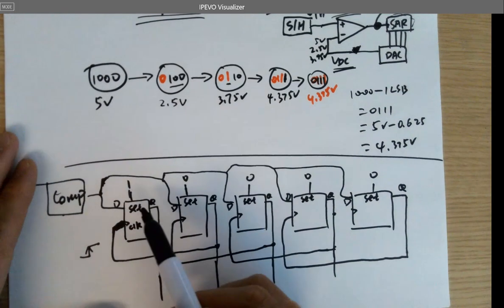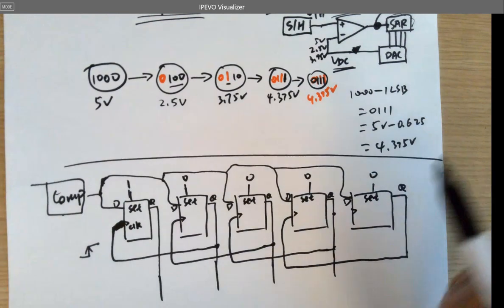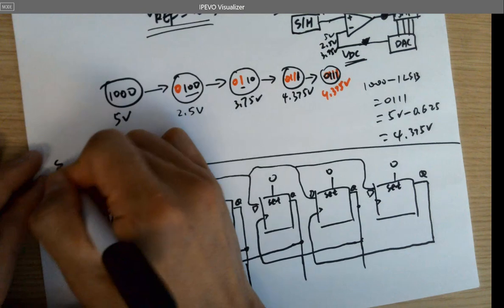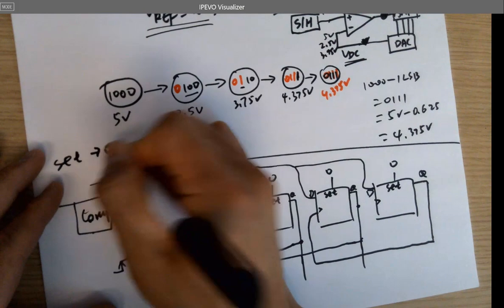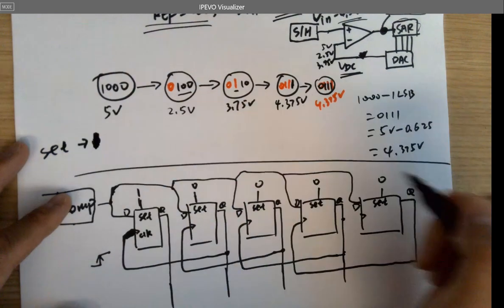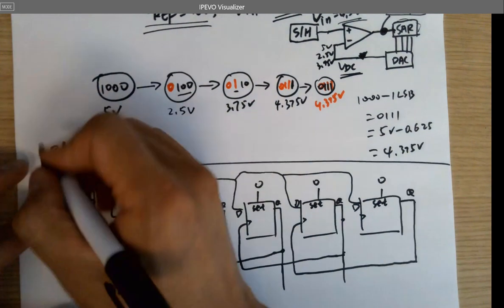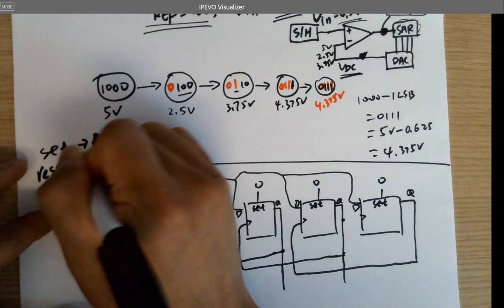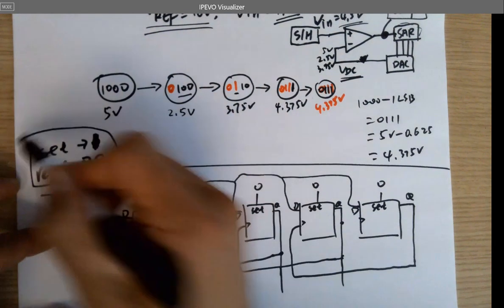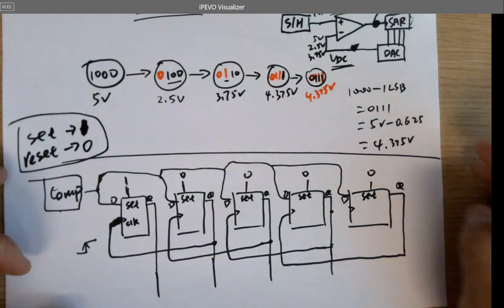So at the very beginning, this one is being set, which means you force the output to be 1. If you do a reset in digital, you force it to be 0. So that's the language in the digital world, right?